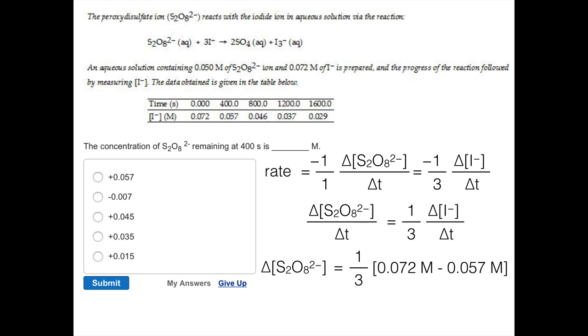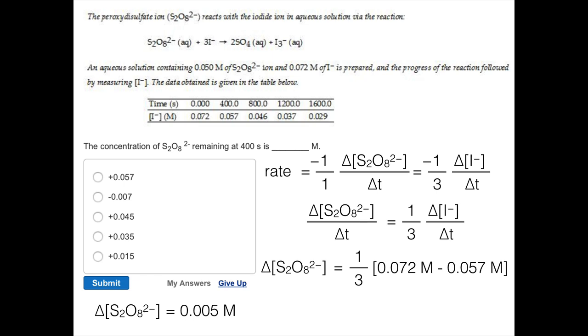So the change in the concentration of S2O8 2- is going to equal 1/3 times the change in concentration of I-, which, given in the problem, was 0.072 minus 0.057. So therefore, our change in concentration of S2O8 2- over our 400-second time interval is going to be 0.005 molar.